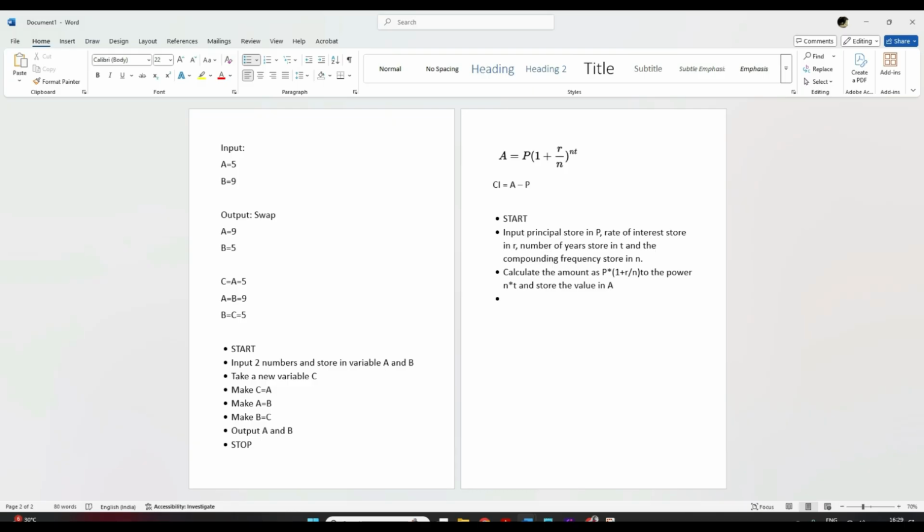Okay. Now I have to calculate compound interest. So calculate compound interest as A minus P and store in CI. Okay, now print CI, and then you have to stop. Got it? So this way we can write.